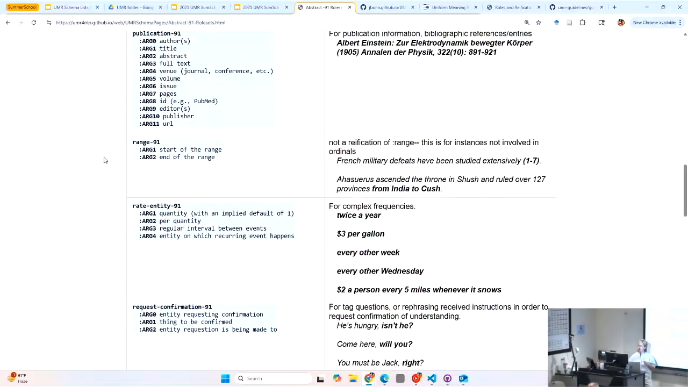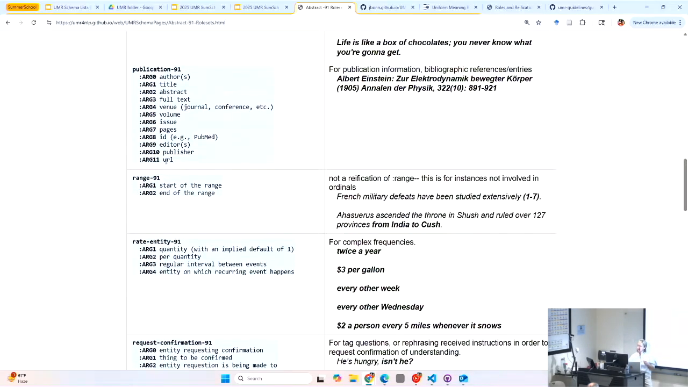Publication is great for references. We've added some things to it. We added a URL argument. Is that all we added to it? Maybe that's all we added to it.